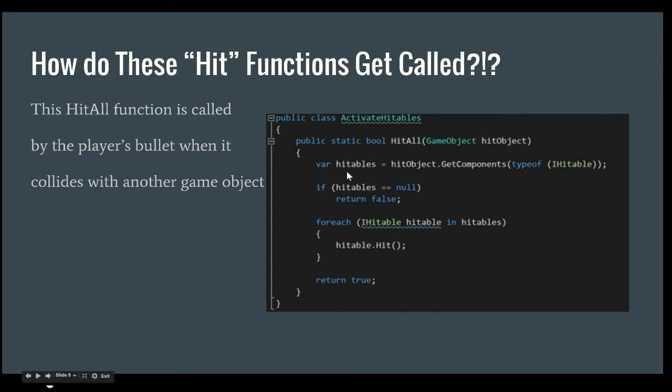And this variable hittables becomes a component array. Well, what kind of components am I going to get? I'm going to get the components that are the type of hittable. So this hittables becomes all of the iHittable components of that game object. And if there aren't any, I just return false. But if there are, I'm going to go ahead and activate that hit function for each of them.